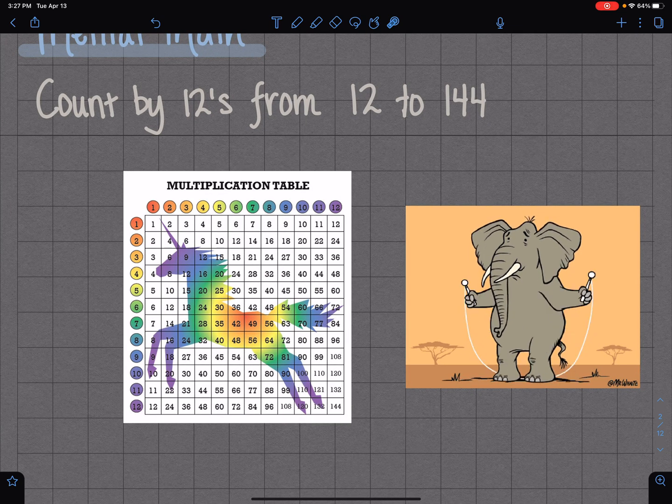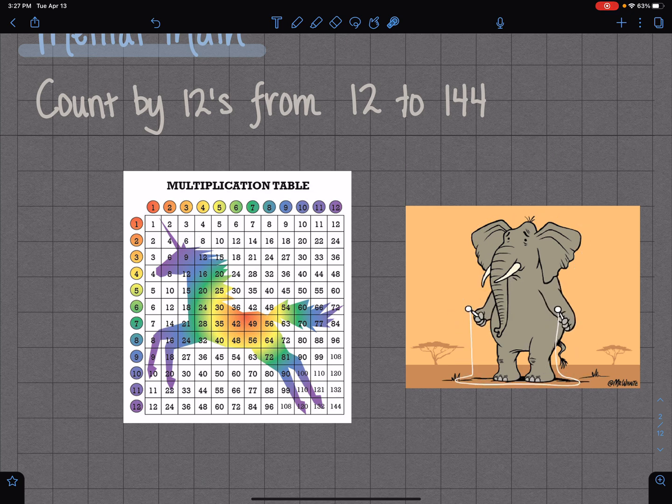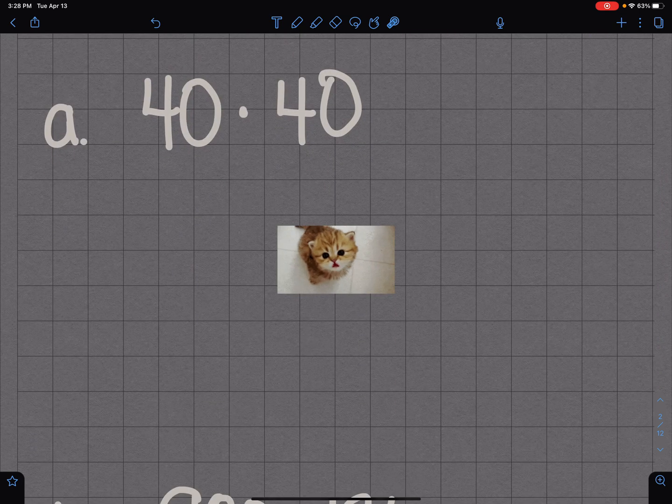We're going to count while this elephant is jumping rope for us. Okay, 12, 24, 36, 48, 60, 72, 84, 96, 108, 120, 132, 144. All right, now cover up that multiplication table. See if you can do it again, okay? Ready? 12, 24, 36, 48, 60, 72, 84, 96, 108, 120, 132, 144. Sweet, we did it.